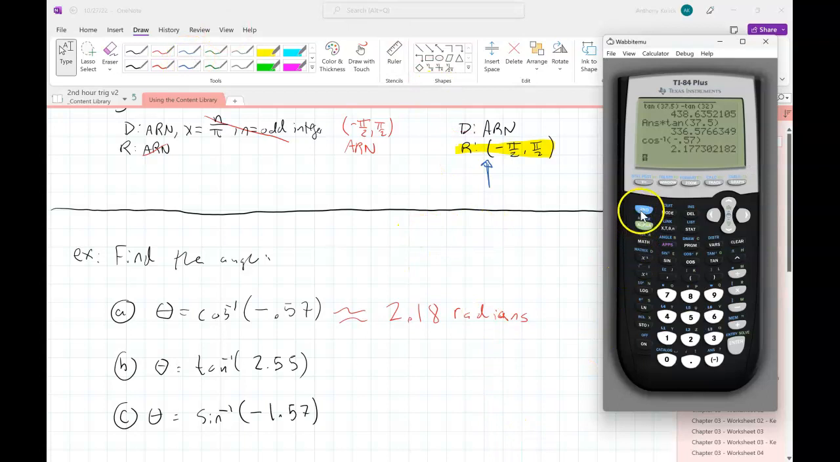All right, let's do the next one. Tangent inverse of 2.55. So I get 1.2.